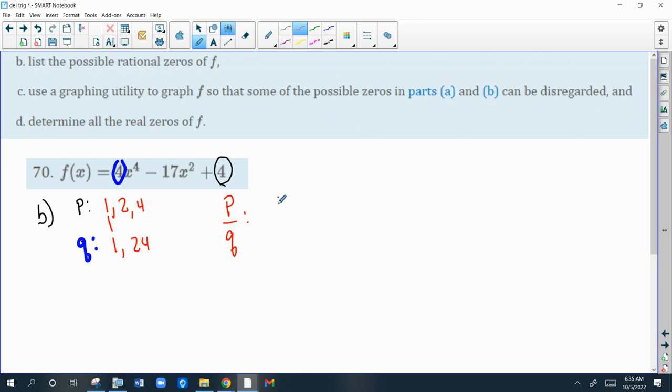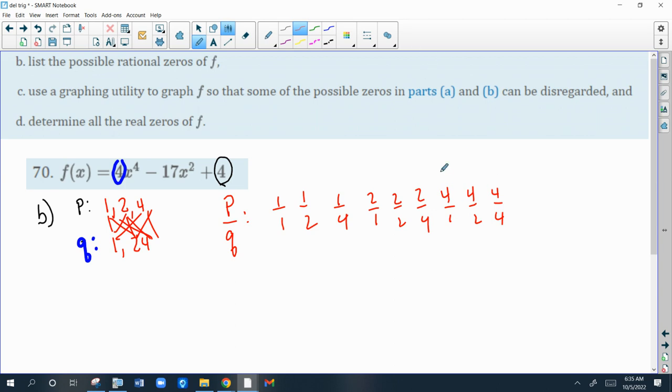1 over 1, 1 over 2, 1 over 4. Then 2 over 1, 2 over 2, 2 over 4. And then with 4, 4 over 1, 4 over 2, 4 over 4. An old probability trick to make sure you've listed all of them: multiply the number of factors for P by the number of factors for Q, so 3 times 3, you get 9. You should have 9 numbers here. 1, 2, 3, 4, 5, 6, 7, 8, 9.